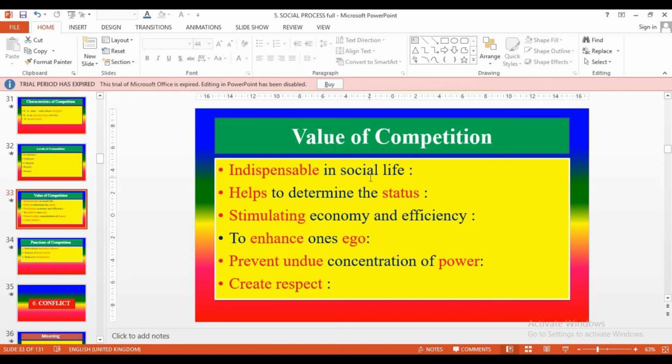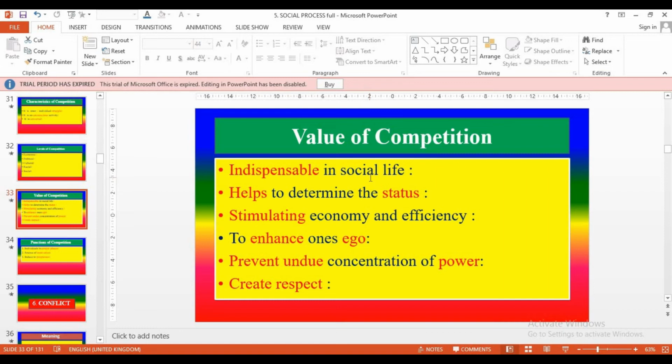Then fifth one, prevent undue concentration of power. Which means through competition, for example, competitive examinations for government jobs as well as private organizations. Reason why? To choose able persons to grant power. So through competition, we can identify good persons and give them power to govern the society.